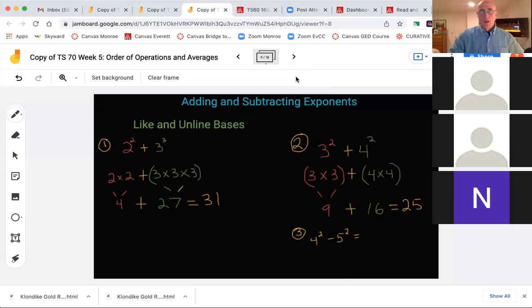Okay. Jumping on to adding and subtracting exponents. We're covering a lot of different concepts. I'm going to confess to you that we are covering a lot of things tonight. So go ahead and copy what you see on the screen and then we'll continue.